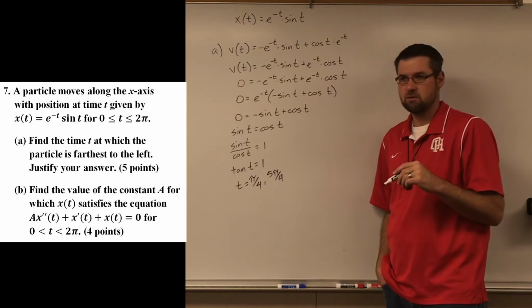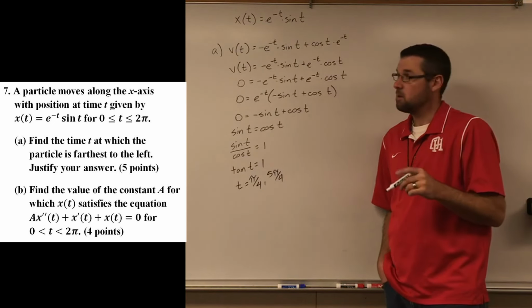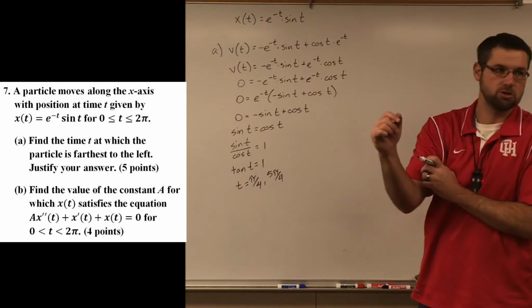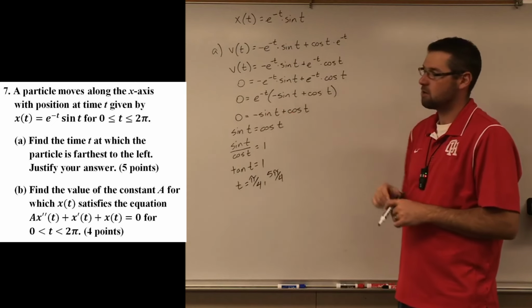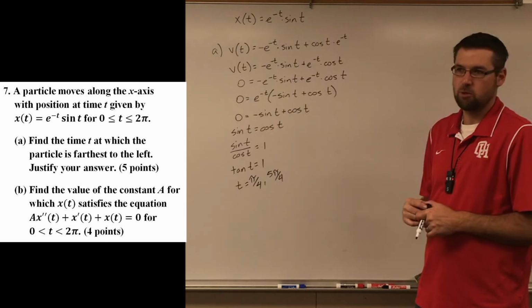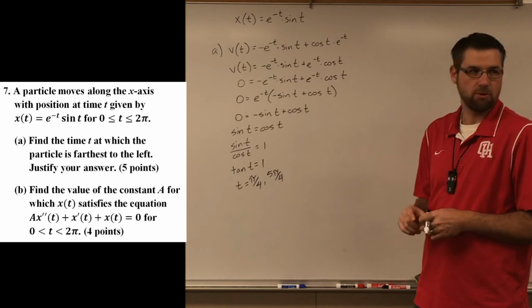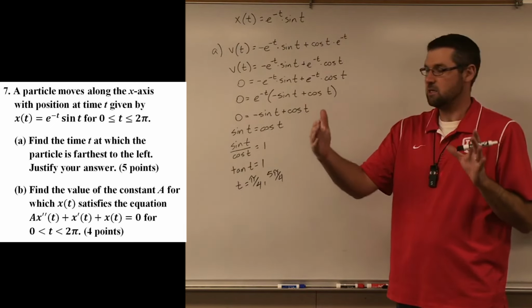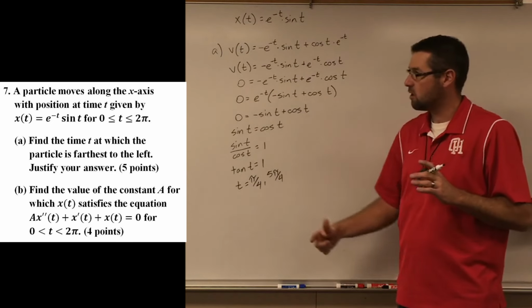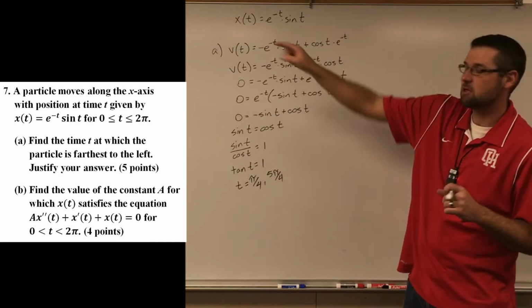Maybe 7 pi over 4? Right? But looking at the domain, it's only from 0 to 2 pi. So those are critical points when velocity is 0. What are other types of critical points? At endpoints. We already determined the derivative will always exist in this domain. This is when the derivative is 0, and then we're looking at endpoints because it's a closed interval.